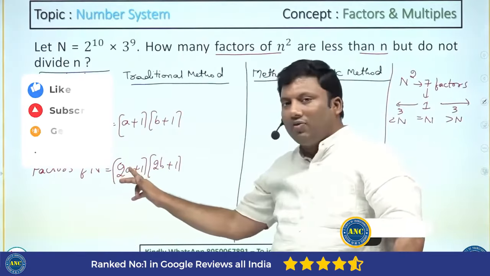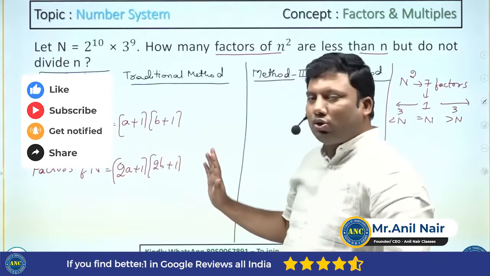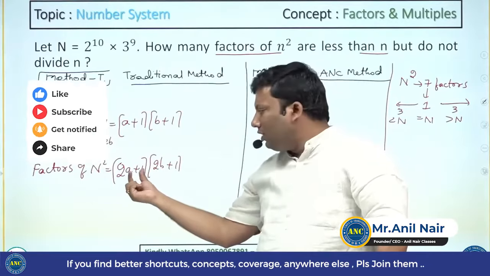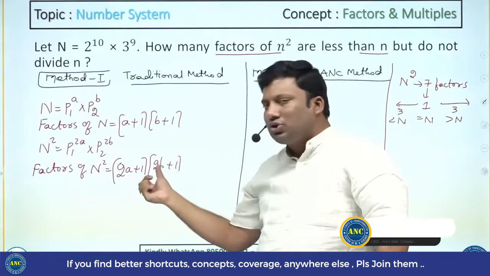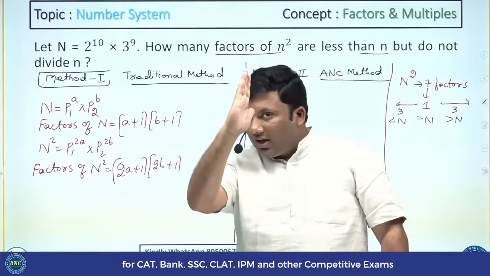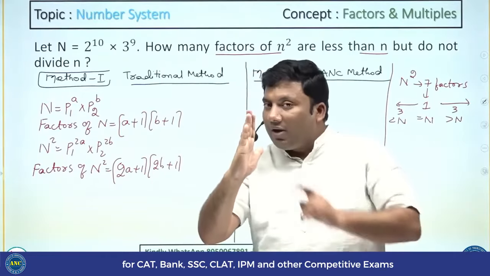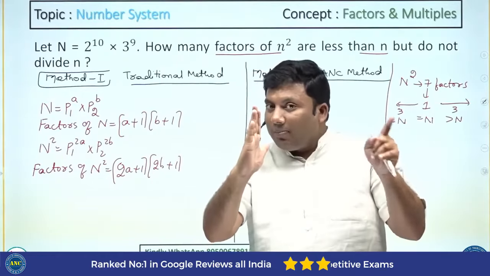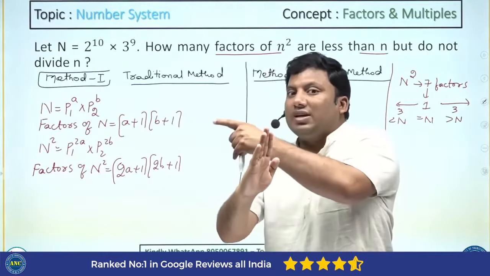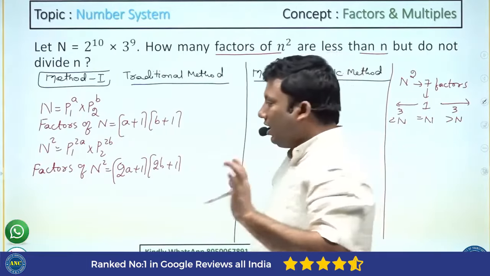Factors of n square will be 2a plus 1 into 2b plus 1. Put a value 1, b value 1, 3 into 3, 9. In that 9, one case will be equivalent to n, 4 cases will be less than n, 4 cases will be greater than n. Are you all with me?